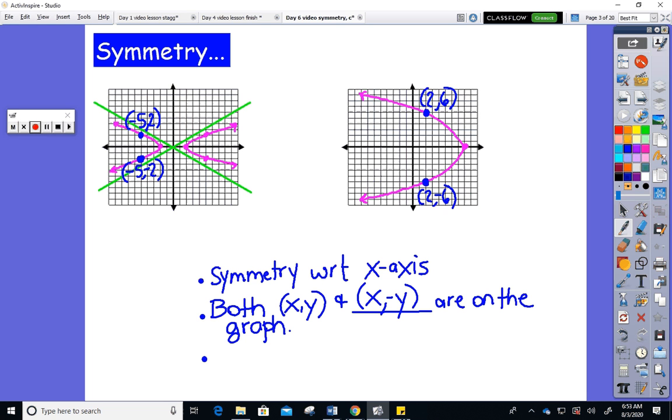Did anybody say odd functions since I did even functions last time? I was trying to trick you and see if you were thinking, do either of these graphs pass the vertical line test? No. So these are never functions. If you get some symmetry with respect to the x-axis, you cannot be dealing with a function because the graph will never pass the vertical line test.